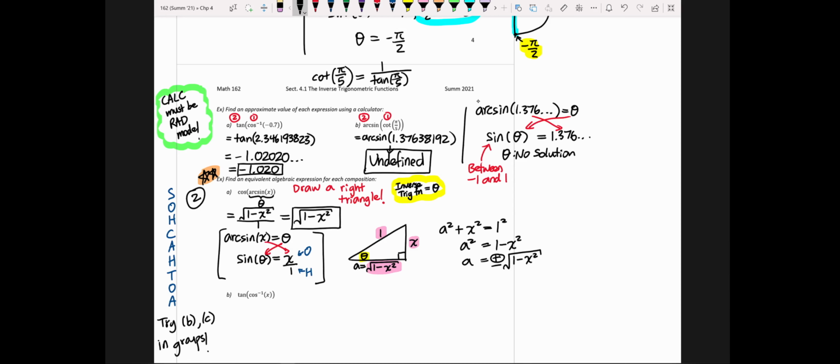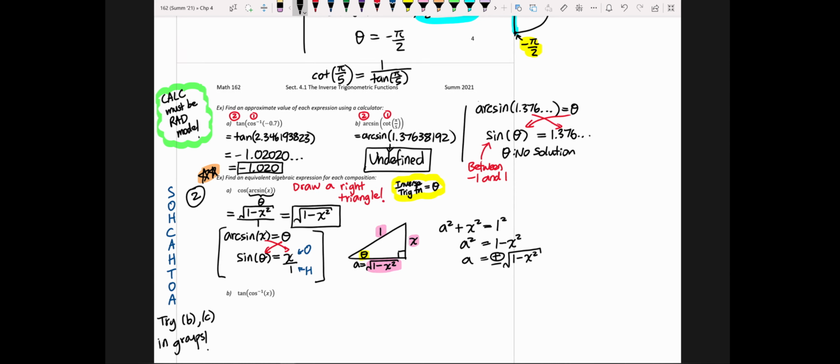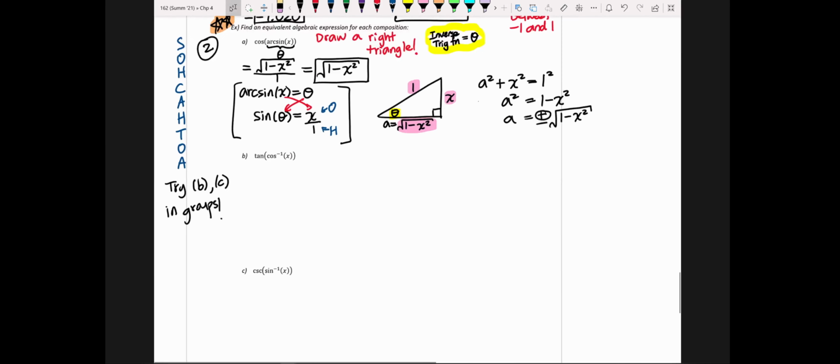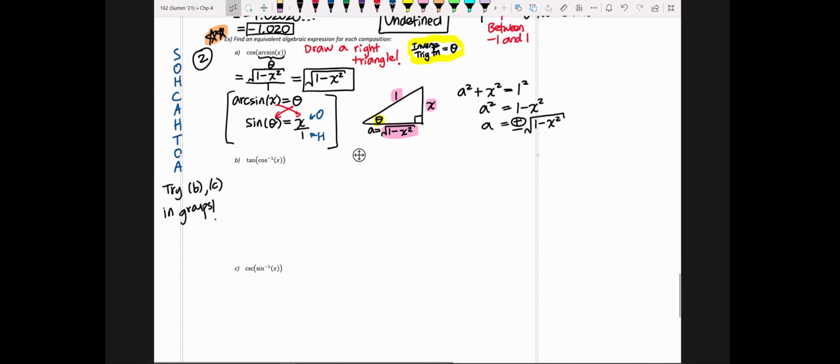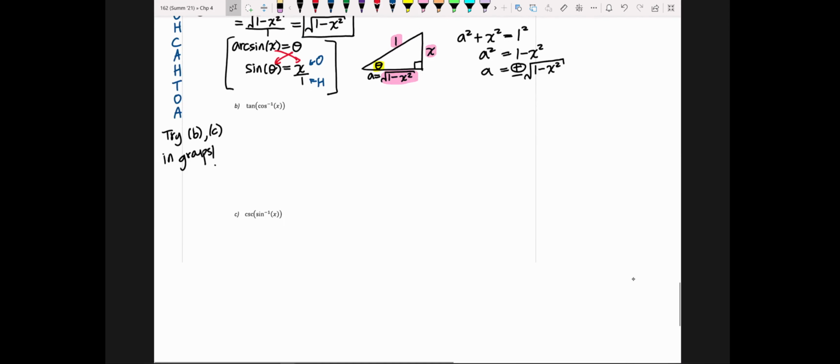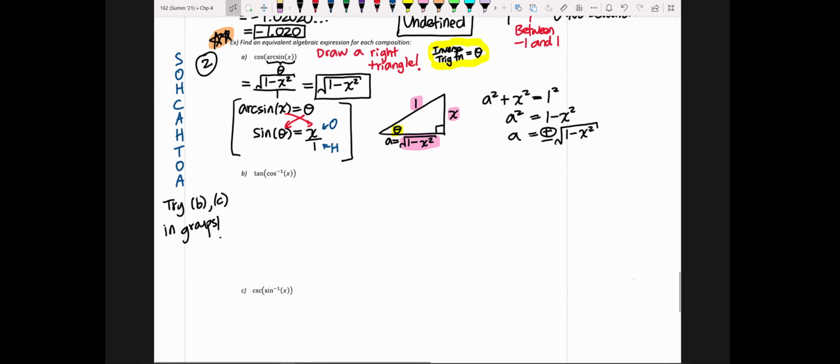Okay, 2 more to go to wrap up section 4.1. We're going to hear from Khalid and Miguel. Okay, so Khalid, for part B, what are we going to set equal to theta? Yes, so we're moving to the last example, part B. What should we set equal to theta? So we set the inverse trig function equal to theta. The inverse trig function is inverse cosine of x.